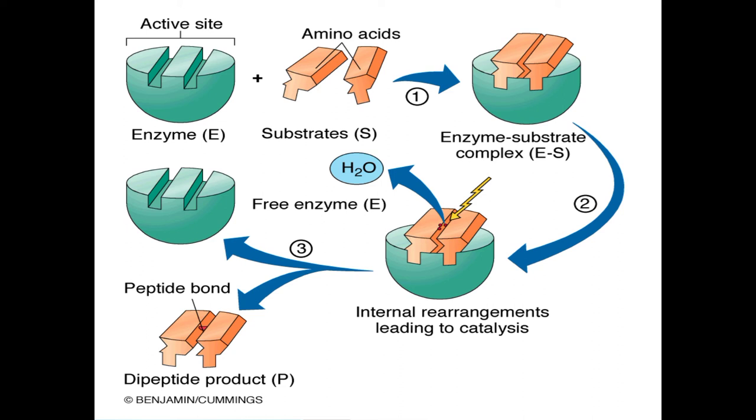Then in the second step, the enzyme substrate complex undergoes internal rearrangement leading to catalysis, which means the transition state is formed. Two amino acids are linked to each other with the help of a bond, and this bond is broken in the enzyme substrate complex, which is converted into the enzyme product complex. In the transition state the bond breaks down and the enzyme and product are separated. This is shown in the third step, a peptide bond in the amino acid. The enzymes are again separated and the product is separated. Again these enzymes are involved in another reaction.